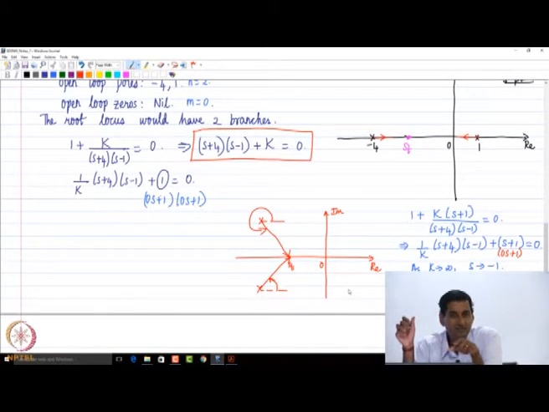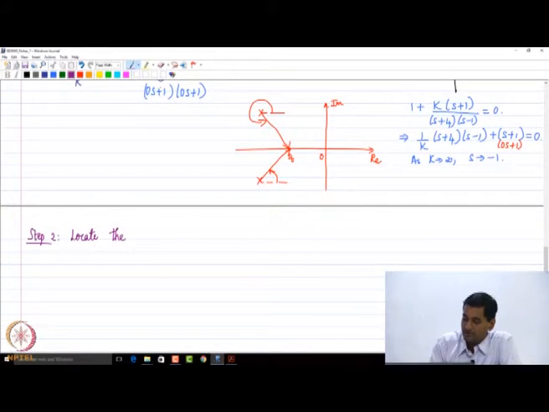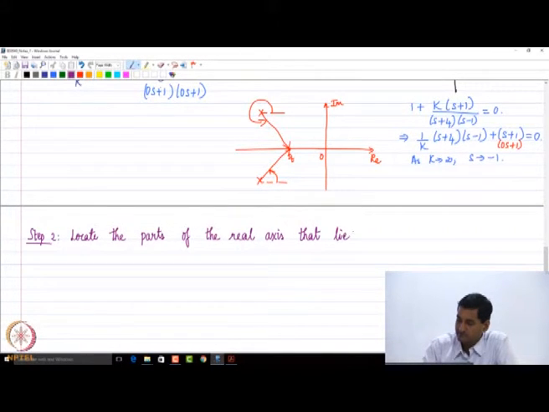Okay. That is why we are only going to consider real open loop poles and real open loop zeros, okay, for step 2. Okay. So, step 2, okay, is to locate the paths of the real axis that lie on the root locus.